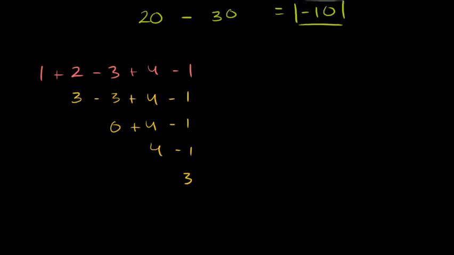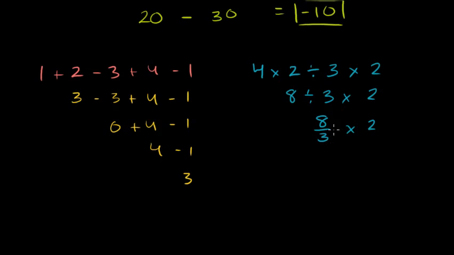Same thing if you have multiplication and division. They're all at the same level. So if you have 4 times 2 divided by 3 times 2, you do 4 times 2 is 8 divided by 3 times 2. Then you say 8 divided by 3 is, well, look at a fraction there. It would be 8/3. So this would be 8/3 times 2. And then 8/3 times 2 is equal to 16 over 3. That's how you interpret it. You don't do this multiplication first and divide the 2 by that and all of that.